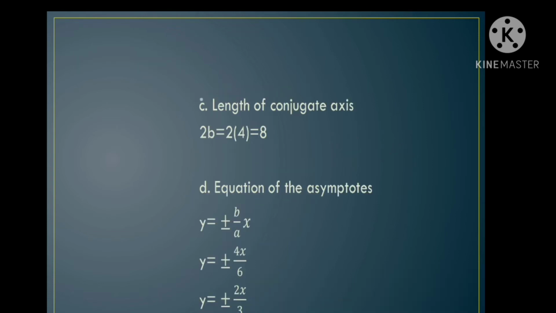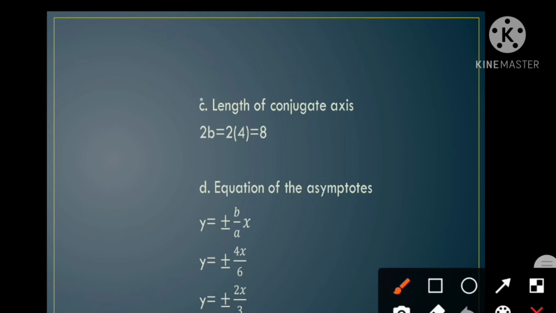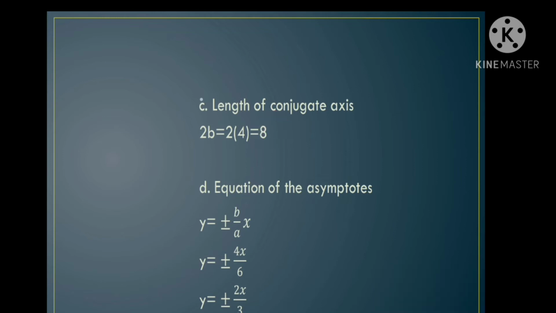Next, let's move on to the length of the conjugate axis. So 2b, then substitute b, which is 4. So 2 times 4 is equal to 8. So the length of the conjugate axis is 8.